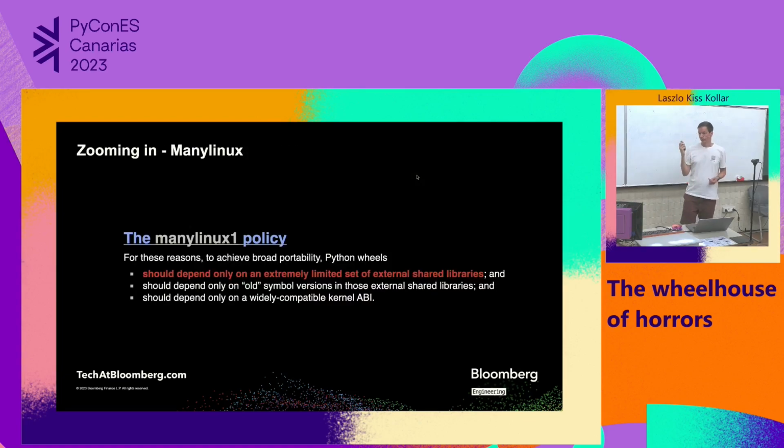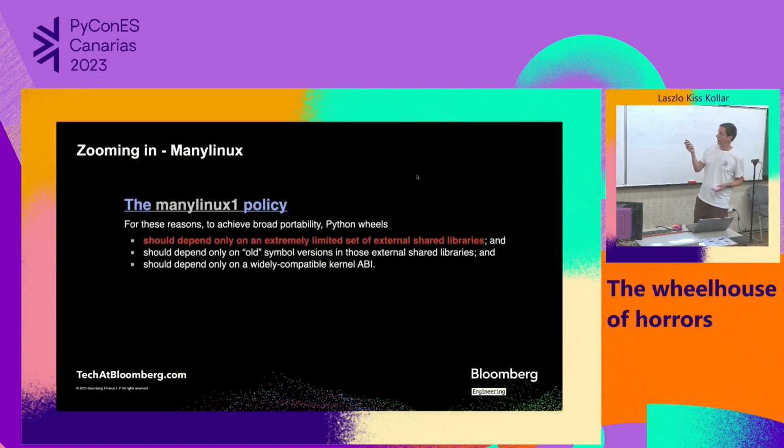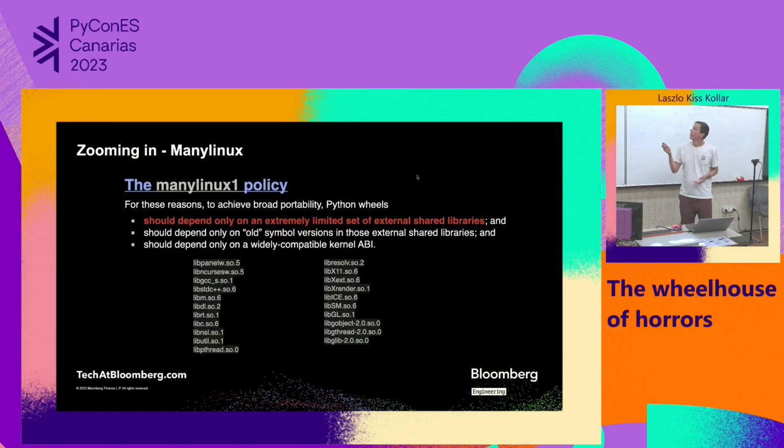Cool, so going back to the rules, this sort of explains to us that having a dependency on external shared libraries is bad. But what it says is that we should have only an extremely limited set, not none, but an extremely limited set. And that extremely limited set is defined by the Linux specification. These are libraries which are okay to have dependencies on, and that's because they have extremely strong ABI guarantees. They don't tend to change. They are also very commonly available in Linux distributions.